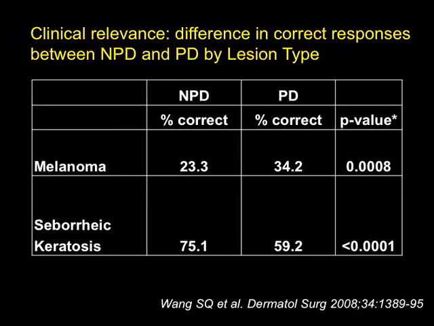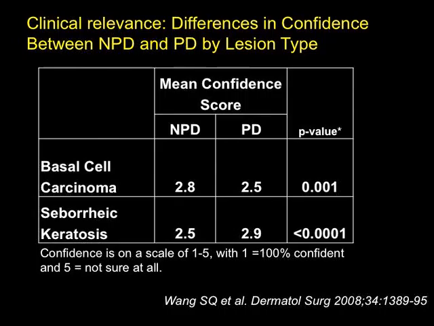And then in terms of confidence, your confidence in a diagnosis also depends upon what scope you use. Here, the lower score means more confident. With basal cell carcinomas, you were more confident with polarized light, because you're seeing the vascular structures better. And in seborrheic keratoses, you're more confident with standard dermoscopy because you're seeing the milia cysts better. So there are implications both on a diagnostic level and your confidence level.